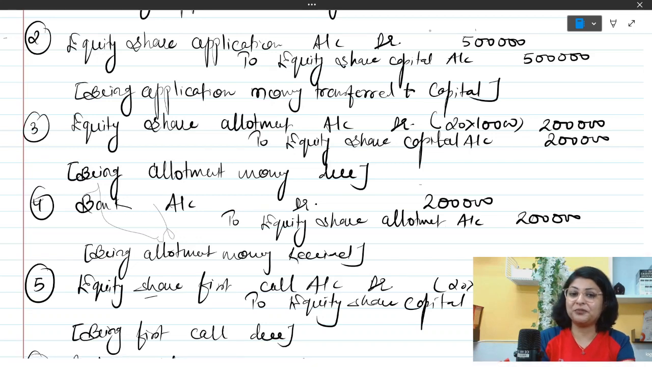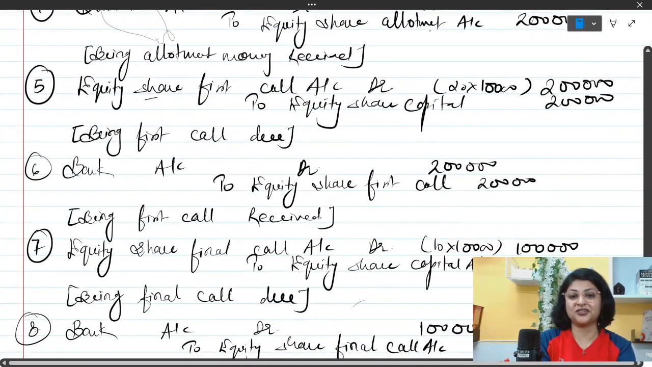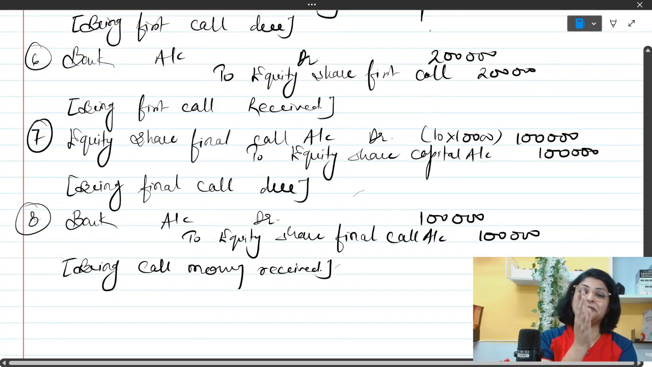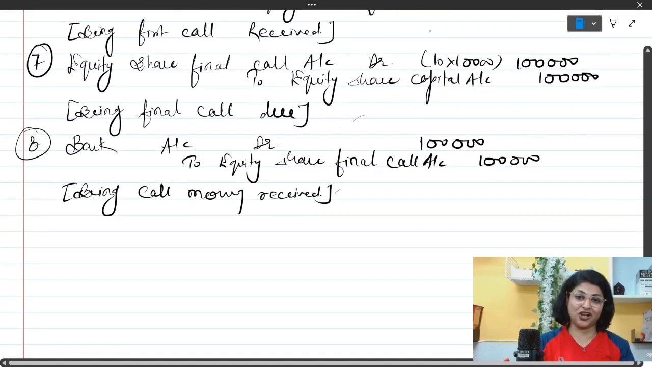Equity share allotment account debit to equity share capital. Then the next entry is receiving this allotment money, bank account debit to equity share allotment. Next entry is equity share first call account debit to equity share capital. First call getting due, then receiving the first call, bank account debit to equity share first call. Then the final call getting due, so equity share final call account debit to equity share capital, and finally receiving the final call, bank account debit to equity share final call. So hope, students, you have understood this.